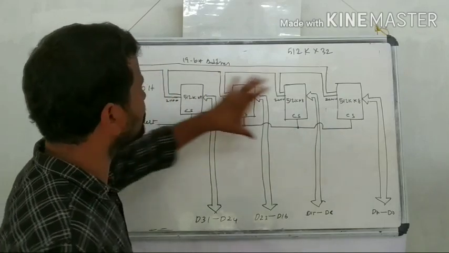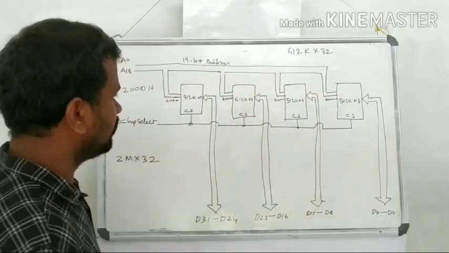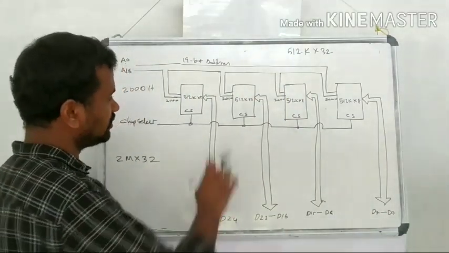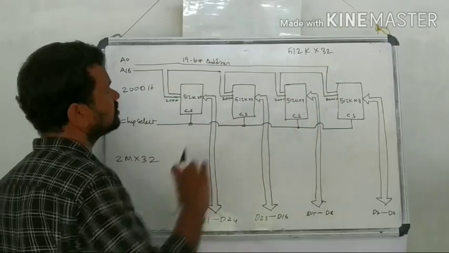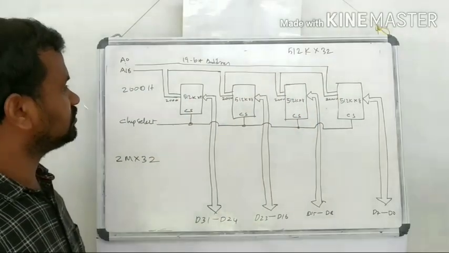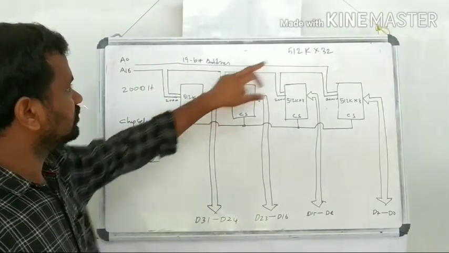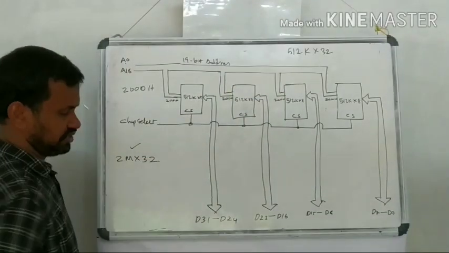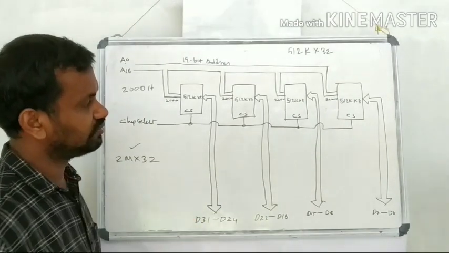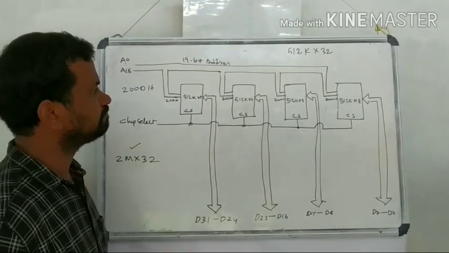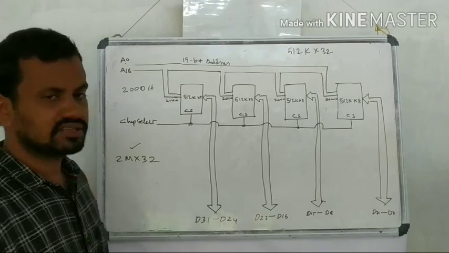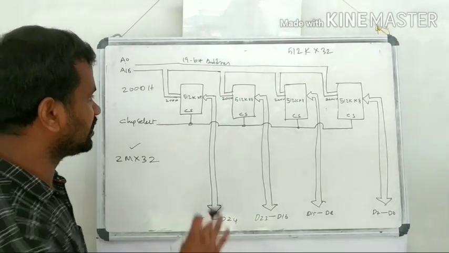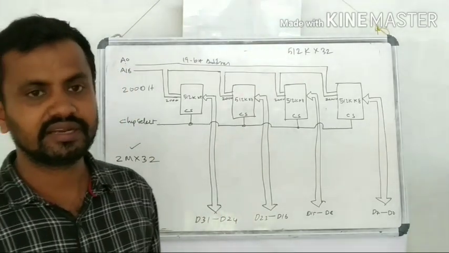We can form a 2M into 32 by combining memory systems like this, in four rows. One row, then another row, another row, and so on. If we arrange 4 rows of memory chips like this, then we can form a memory system of 2M into 32. That is one way of forming a larger memory by using our memory chips.